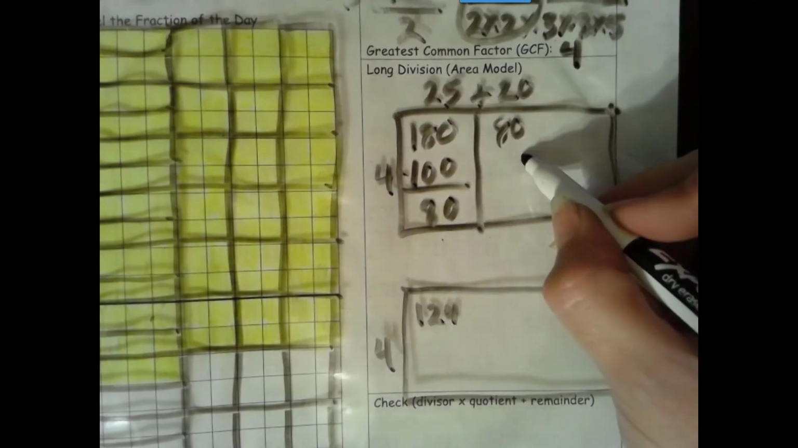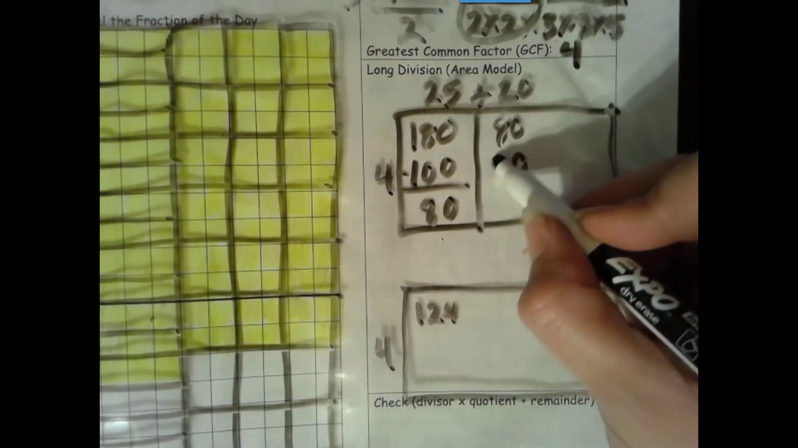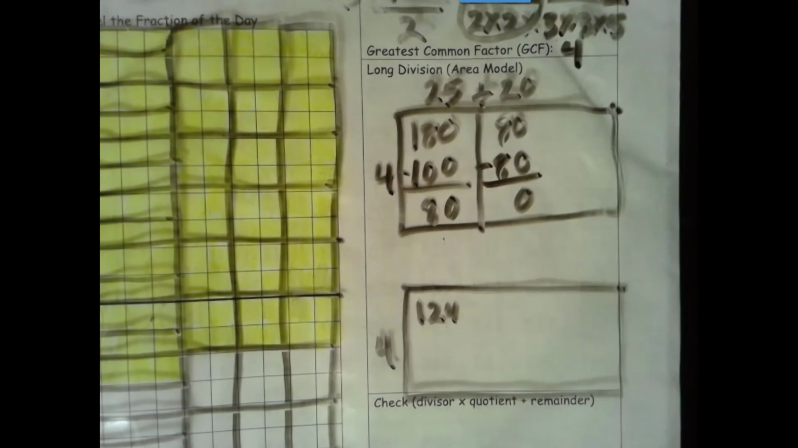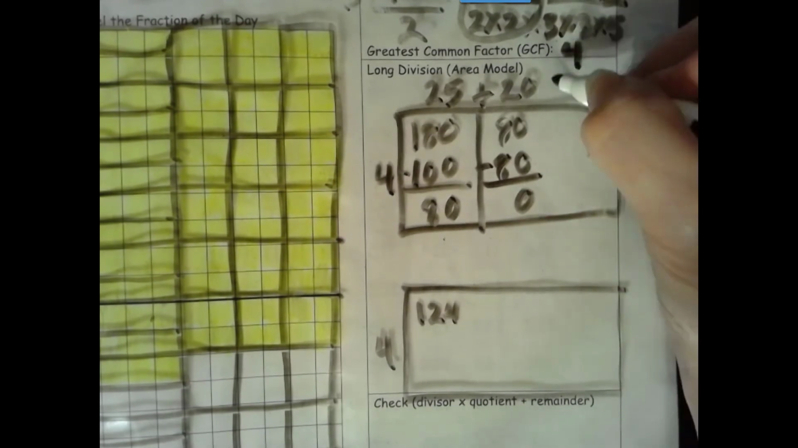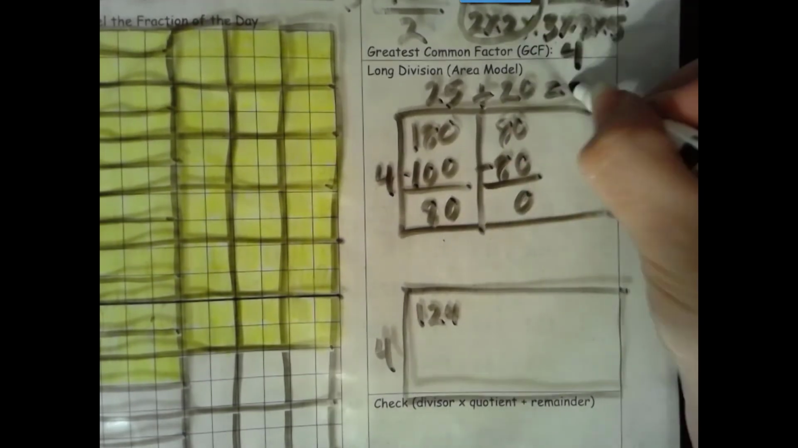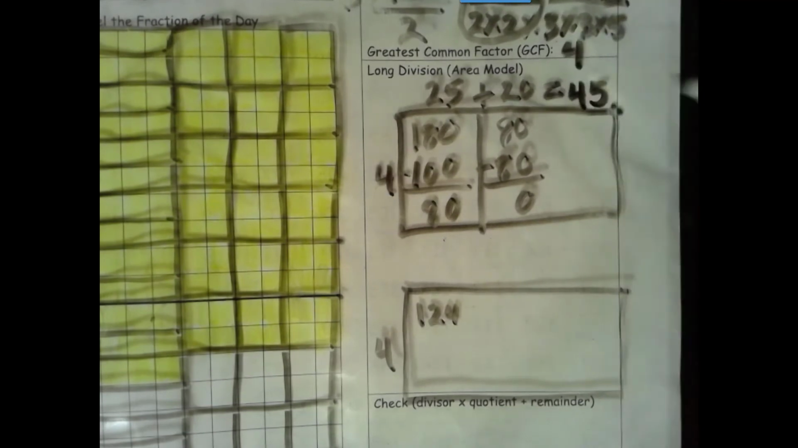20 times 4, placeholder moves it over a place. 2 times 4 is 8. Numbers the same, zeros a game. Add our partial quotients together. 25 plus 20 is 45.